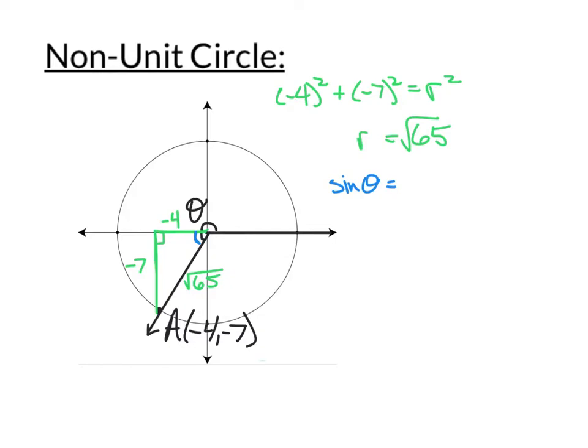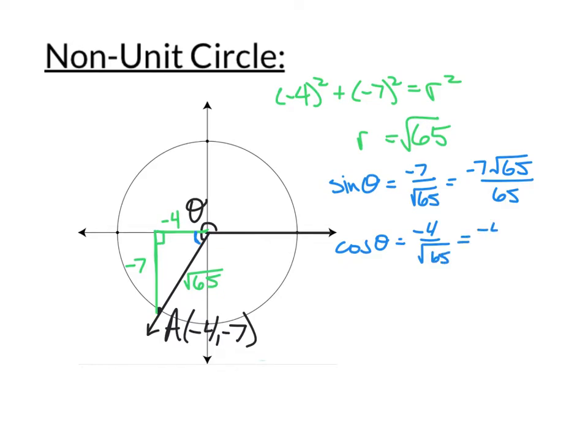And think about sine. Sine is opposite over hypotenuse. Now, the side opposite that central reference angle is -7. And the hypotenuse is square root of 65. If you wanted to rationalize the denominator, of course, we end up with -7 root 65 over 65. Also for cosine then, that's going to be the x-coordinate over the radius. So rationalize that denominator.